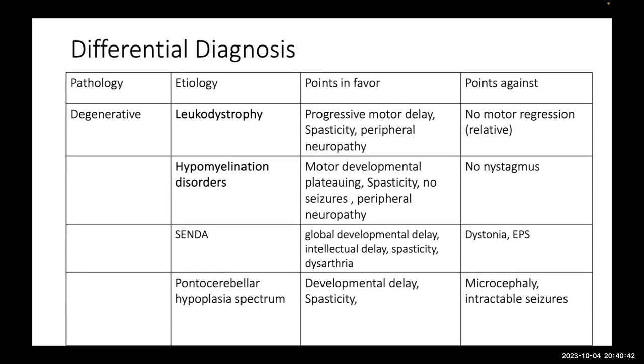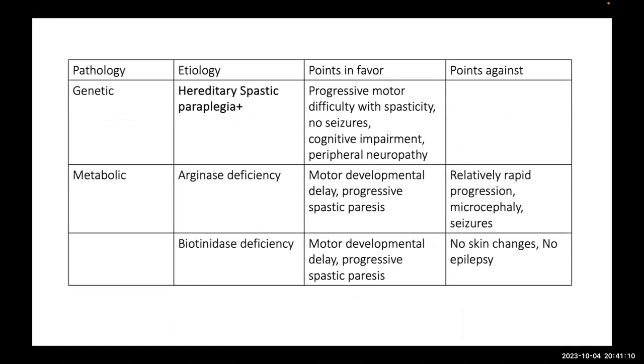Then in Sengers, the global developmental delay is present with intellectual delay, spasticity, and dysarthria. In the adolescent age group, usually they present with dystonias and extrapyramidal parkinsonism, like bradykinesia, tremors, all of those symptoms. PCH spectrum is also a differential diagnosis because of the developmental delay and spasticity, but microcephaly and intractable seizures point against it, though PCH spectrum is a very wide spectrum, so it could still be considered as a possibility.